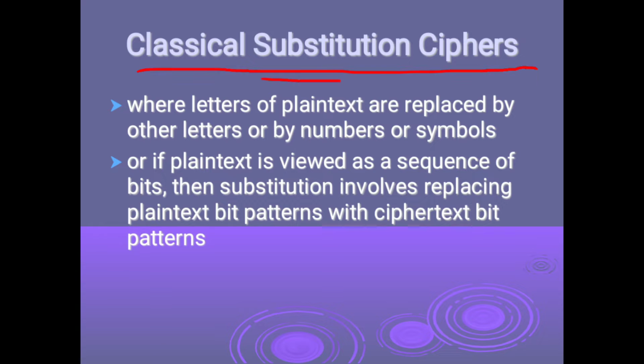In substitution, we are replacing the plain text by other letters or by numbers or symbols. We are replacing the plain text bit by any of the other letters or numbers or symbols. If it is a single bit, we do it like this. If it is a sequence of bits, we are substituting. This substitution involves replacing the plain text bit pattern with a cipher text bit pattern.